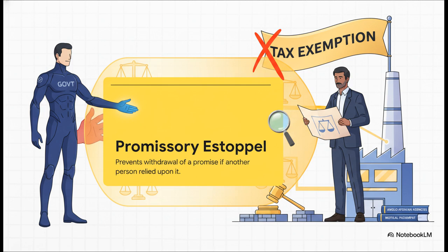In plain English, if the government makes a clear promise to you and you actually change your position or spend money relying on that exact promise, the government can't just suddenly say, oops, never mind. Indian courts have boldly expanded this rule against the government in cases like Anglo-African Agencies and Motilal Padampat. Imagine the state promises you a huge tax exemption to build a factory. You go ahead and build it. Well, the state is legally stopped from going back on its word just because they changed their mind.